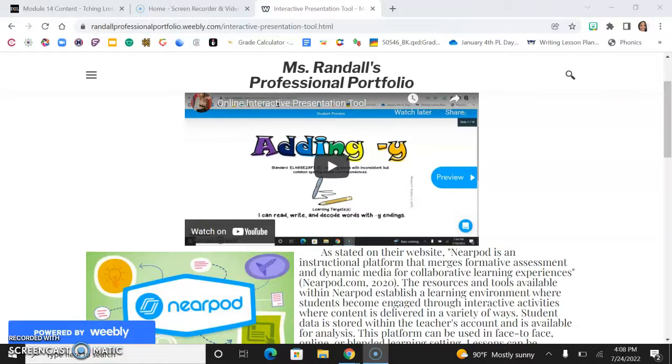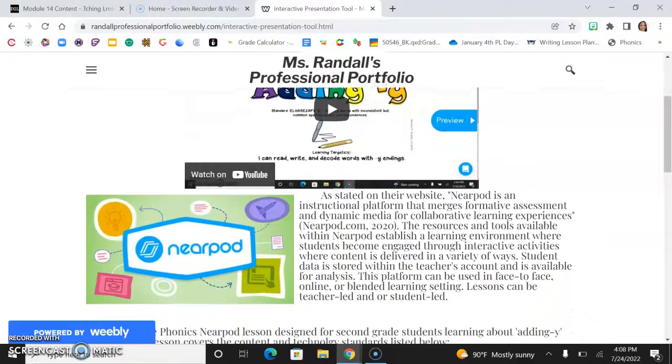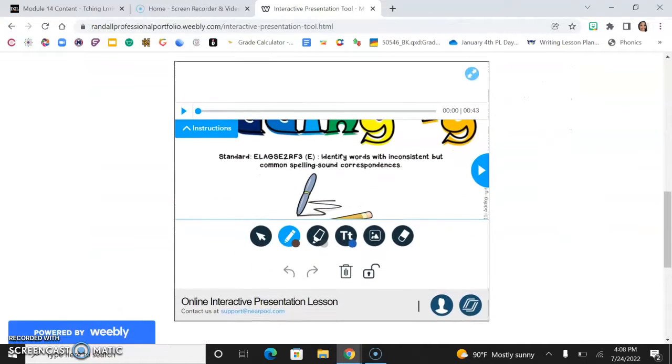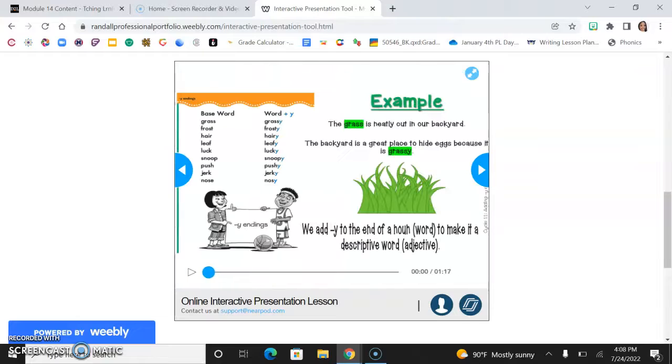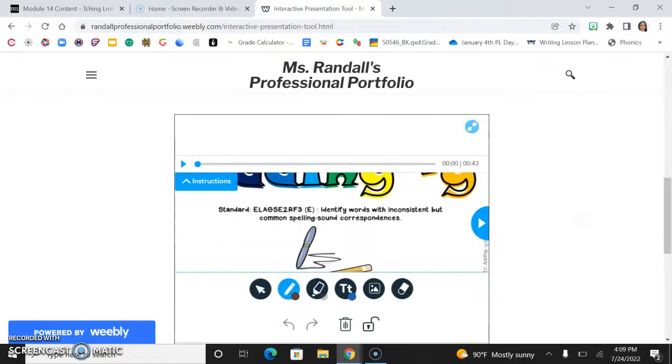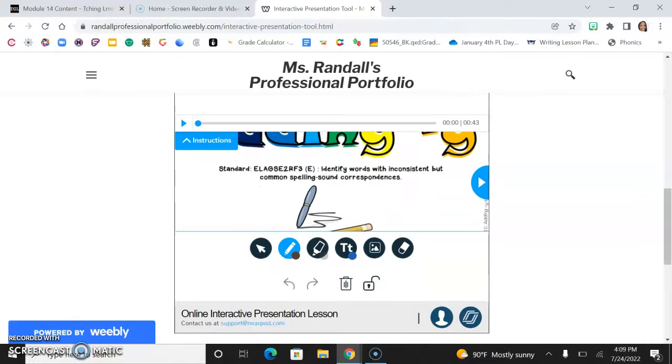In the same token, I would like to note that this particular lesson from Nearpod was probably one of the best lesson ideas that I've ever been able to work with. This is a second grade phonics lesson where students are engaging in topics about adding Y to base words. I believe that this was an engaging standard and lesson because this will be a great lesson to use for students who are attending my class virtually, in person, or in a hybrid model.